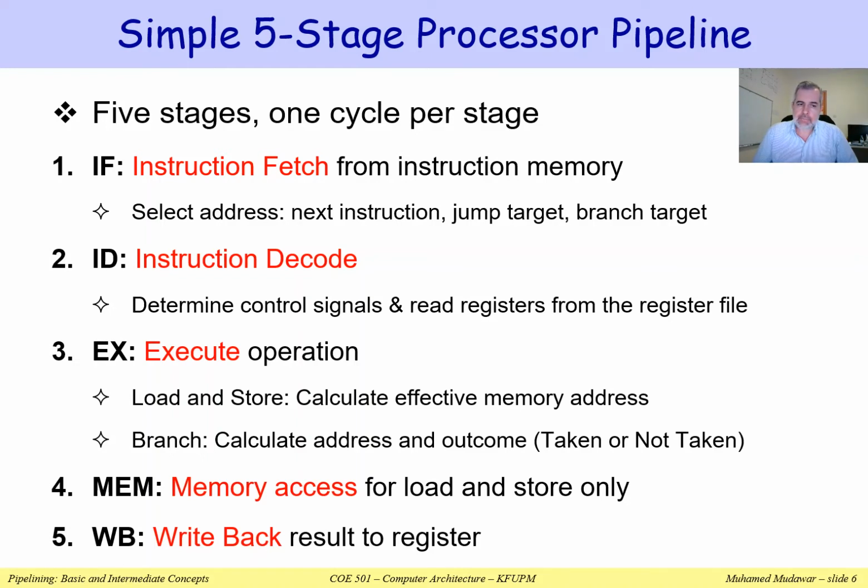The fourth stage is called the memory stage, or the memory access stage. This is needed by load and store instructions. In this stage, we access the data cache. We can read or write the data cache during this stage of the pipeline. Finally, we have the write back stage. This is the fifth stage of the pipeline. This is where we write back the result into the register file.